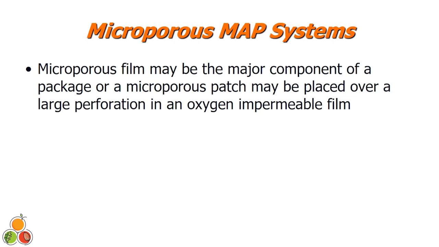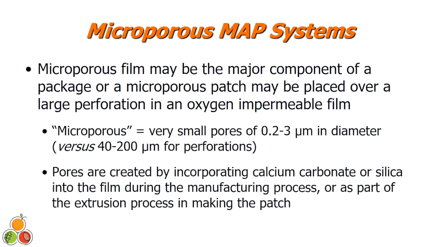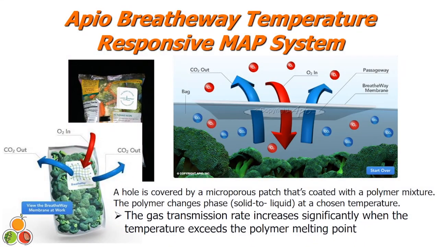And then there's microporous MAP systems. That can be the major route for gas exchange, or it can be part of a more complicated MAP system. Microporous means 0.2 to 3 micrometers, so much smaller than the 40 to 200 for perforations. The pores are usually created in films by incorporating materials into the film that create micro passageways for gases to move. In the patches, the patch is a porous material, and the pores are created in the extrusion process when they're making the patch. So microporous films tend to have sort of a cloudy appearance because of the material that's incorporated into the plastic.